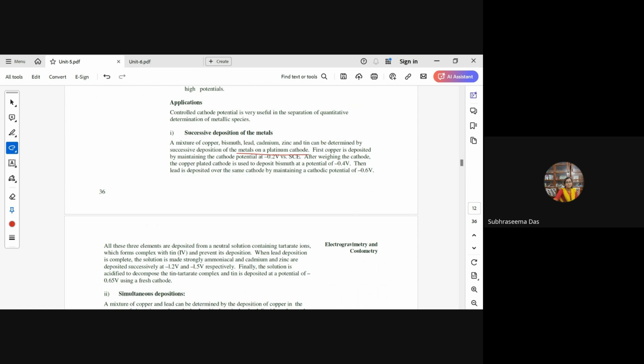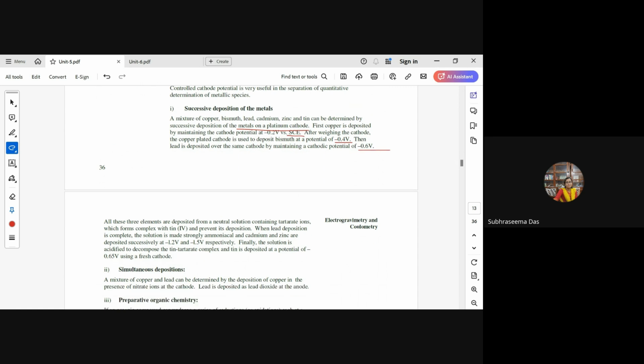First, we deposit copper at the cathode, using a cathode potential of minus 0.2 volt versus the standard calomel electrode. After weighing the cathode, the copper plated cathode is used to deposit bismuth at a potential of minus 0.4 volt. Then lead is deposited over the same cathode by maintaining a cathodic potential of minus 0.6 volt.